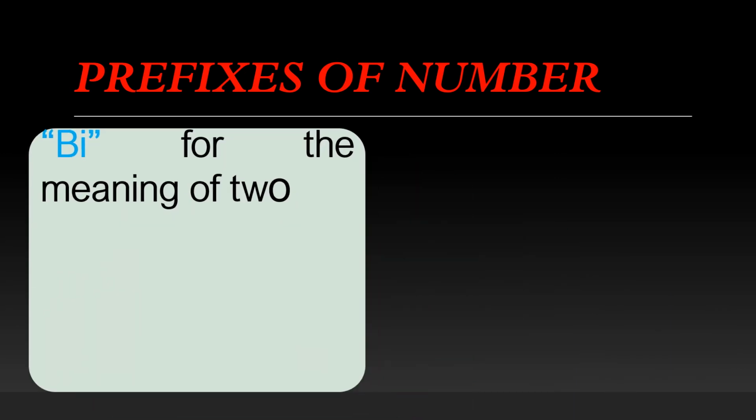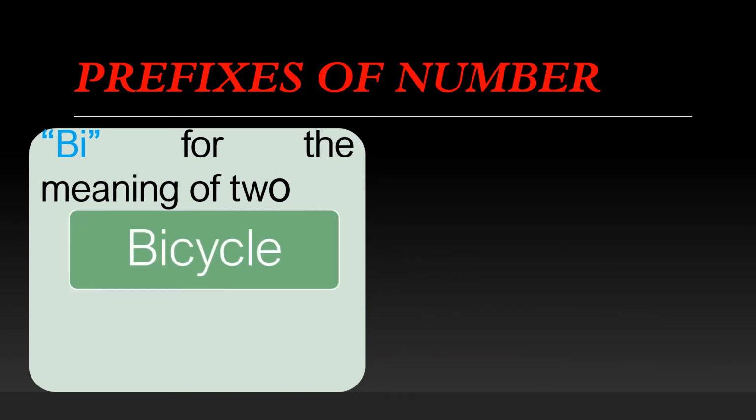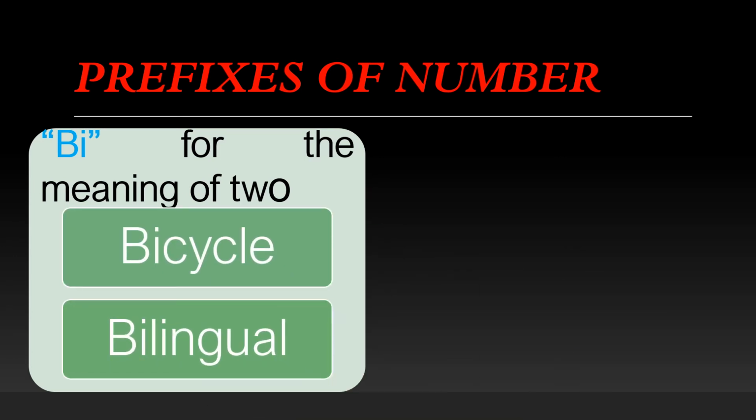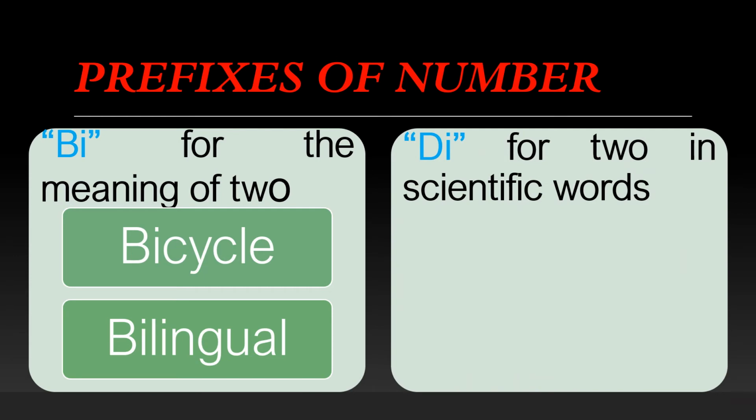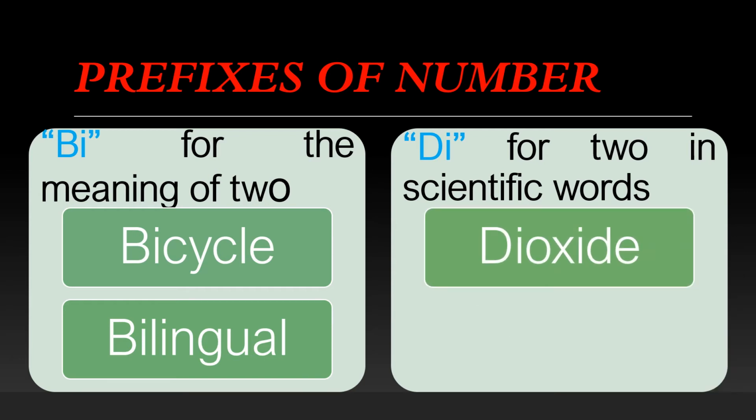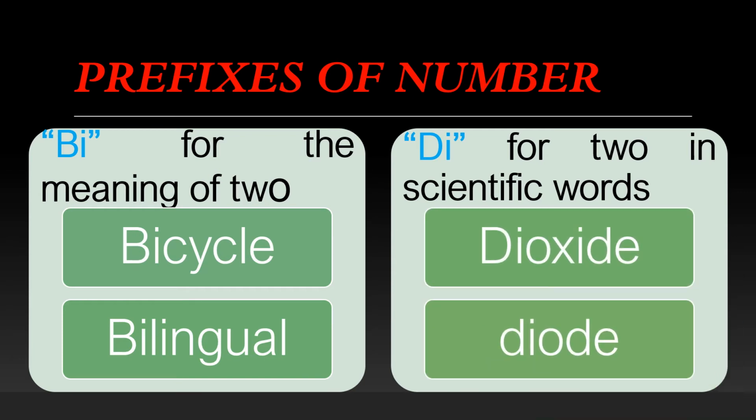So if we add that prefix to a root word, we will get the meaning of any number. For example, by adding that prefix, we will get the meaning of 2. For example, bicycle and bilingual. And di or die is also used as a prefix for the meaning of 2, mostly in scientific words. For example, dioxide and diode.